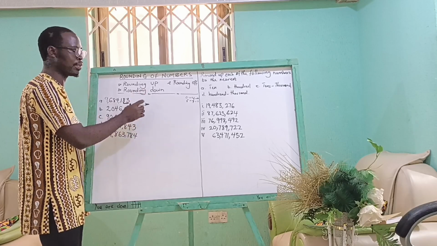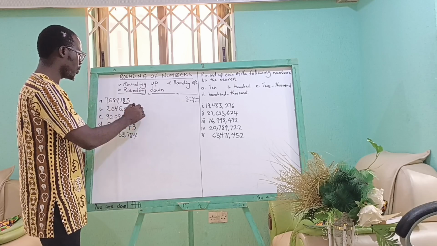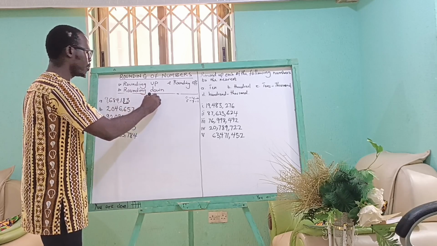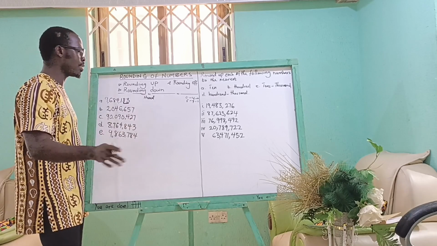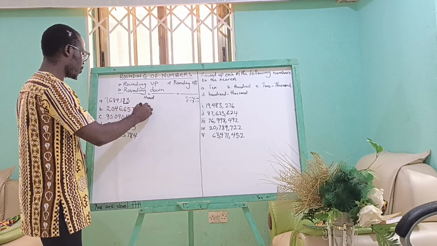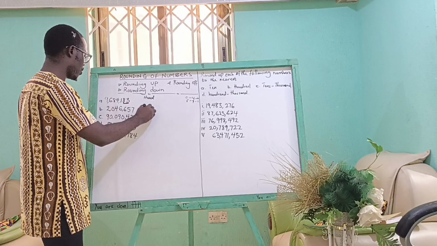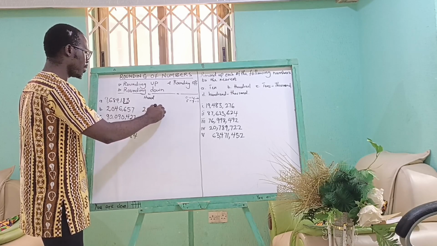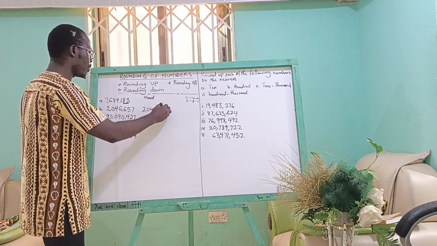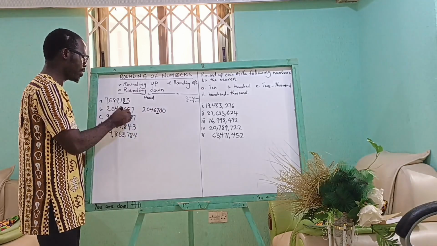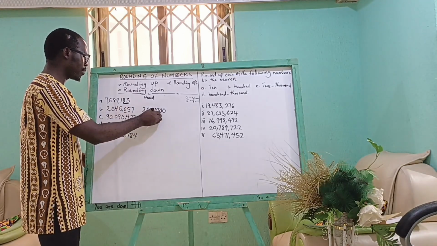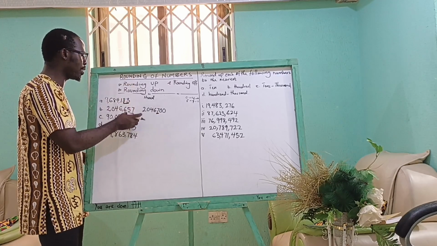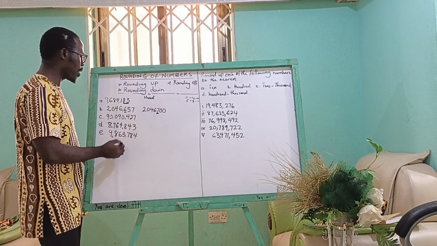Let's move to the next one quickly. So rounding to the nearest, let's say, 100. Rounding to the nearest 100, we have 2,046,700. You've seen that the 6 has increased to 7 because we are estimating upwards. We are estimating upwards. So we have that.